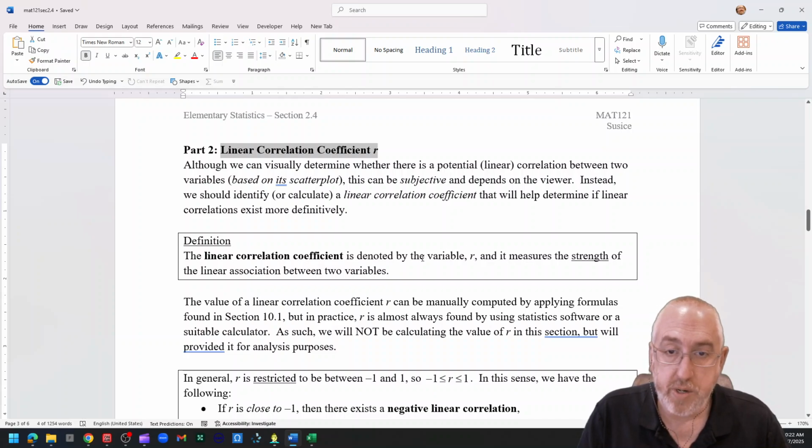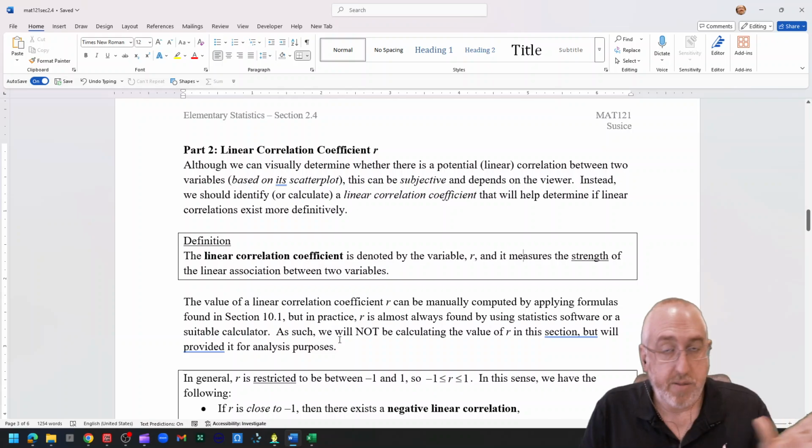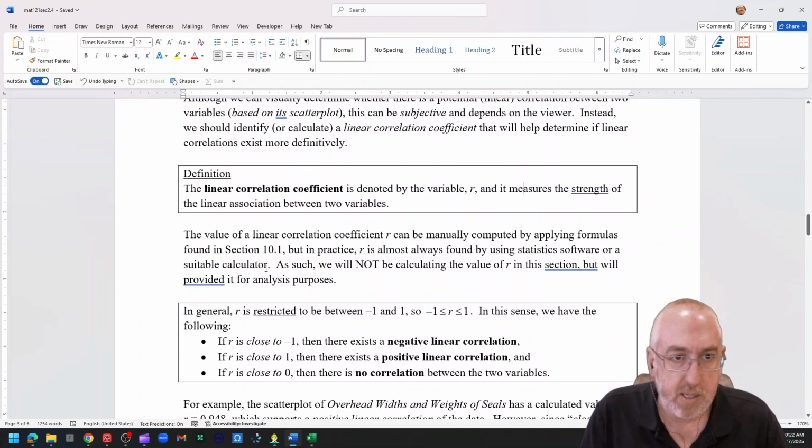So what is this linear correlation coefficient? It's going to be denoted by the variable r, and what it does is measure the strength of the linear association between two variables. So the strength: how strong is the linear correlation? Now, we're going to see there are some limitations to that, but let's just read on.